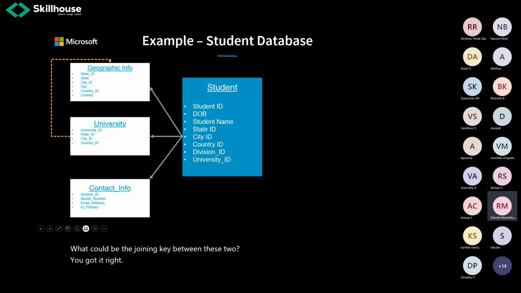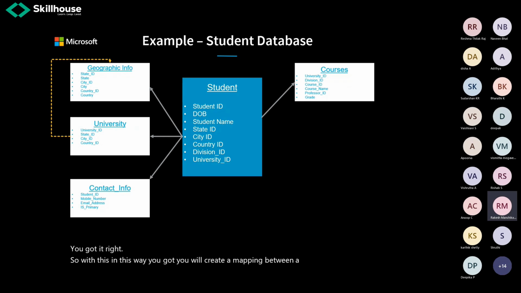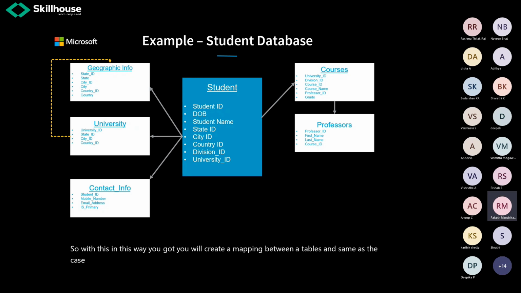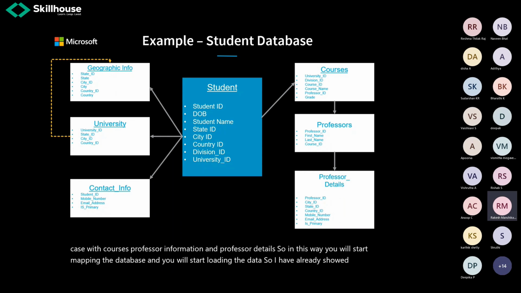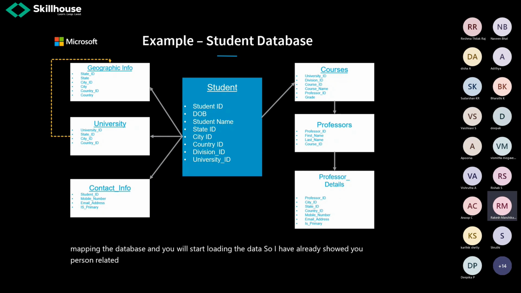So in this way, you will create a mapping between the tables, and the same is the case with the courses, professor information, and professor details. In this way, you will start mapping the database and you will start loading the data. I have already shown you the person related query which I ran, so I got all person information. Let's assume that is student information, and I have all mapping tables available. Then you are good to start loading the data.